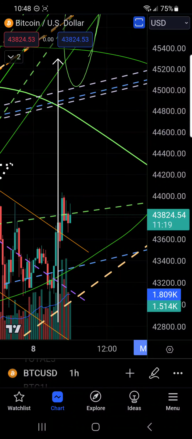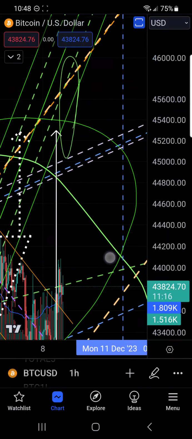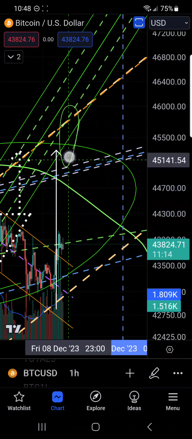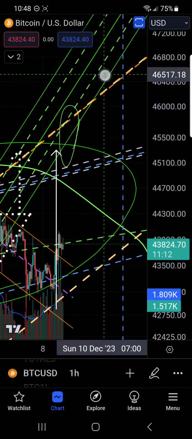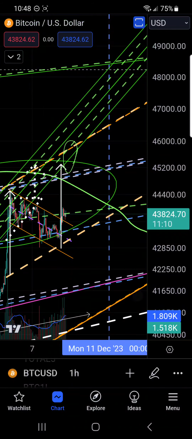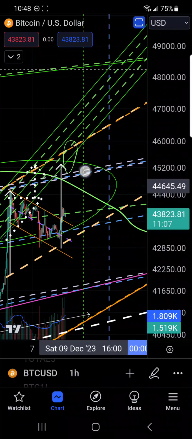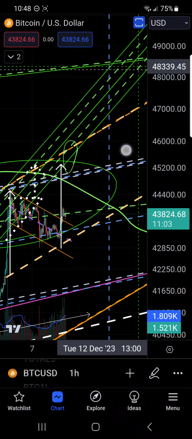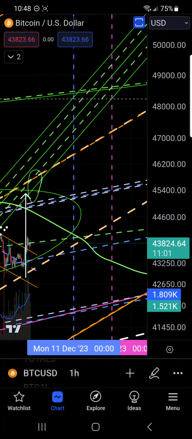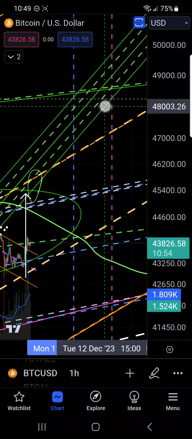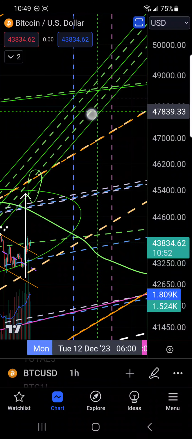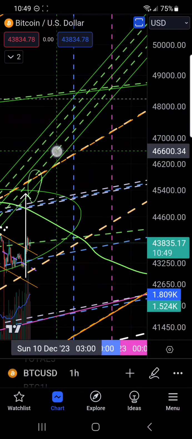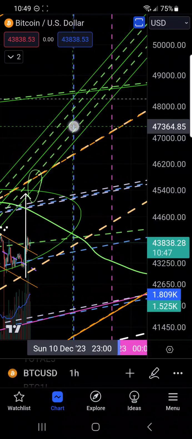But once we break through that, then we'll move on up here and work our way back up to the top of this parallel channel, the green parallel channel, which is up here. So right around next week, should be hitting 48K next week. That's where we'll be.